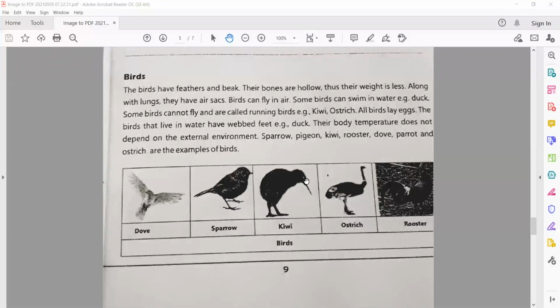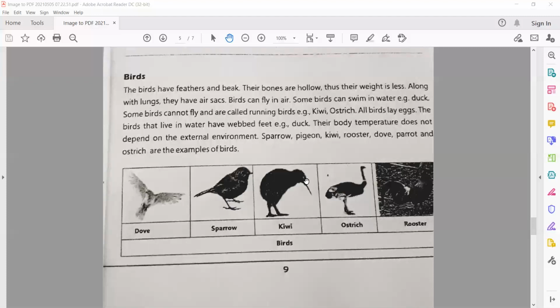Birds की different kinds होती है, different types होती है. Flying birds होती है, running birds होती है. Some birds जो है वो water में रहती है, like duck. So birds can fly in air. Some birds can swim in water, for example, duck. Some birds cannot fly and are called running birds, for example, kiwi, ostrich.